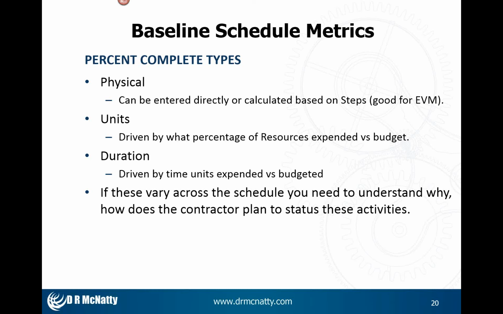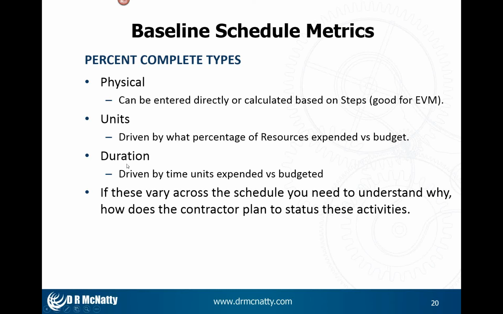Percent complete types. I like physical because it can be entered directly and based on judgment. You know, oftentimes in doing an update, we go around to the project managers, we ask them what the percent complete is, and that's what gets put in. Ideally, I like using steps, where I define the rules for how an activity is going to have its performance measured. Steps are also good for earned value measurement.